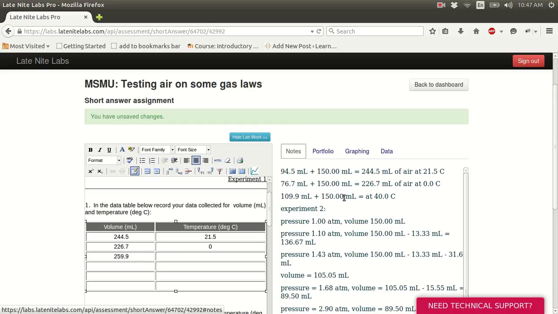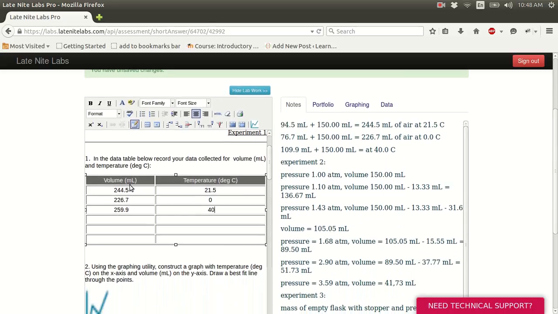259.9 is this number plus this number. Somehow I forgot to put that in the lab notes. Sorry. So that's what they want for the table. The units are already there in the table heading, so you don't need to write the units down here.